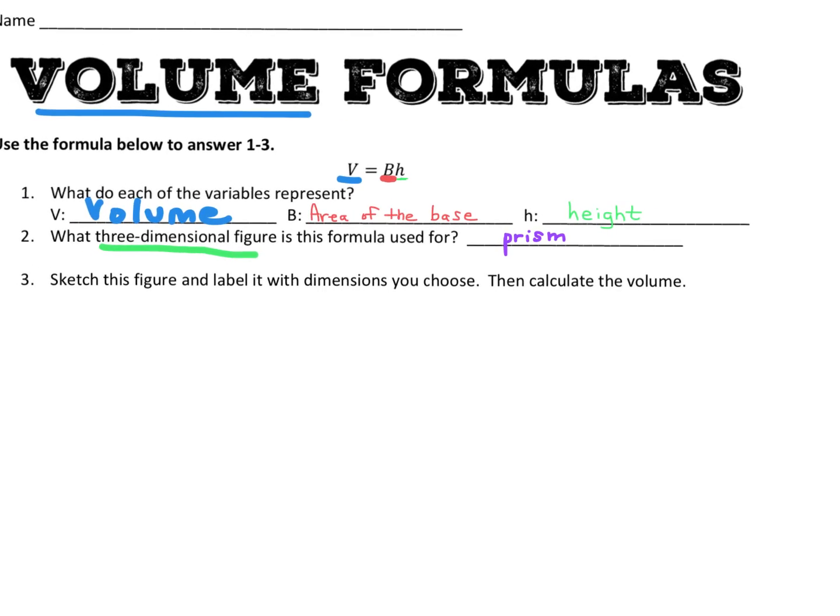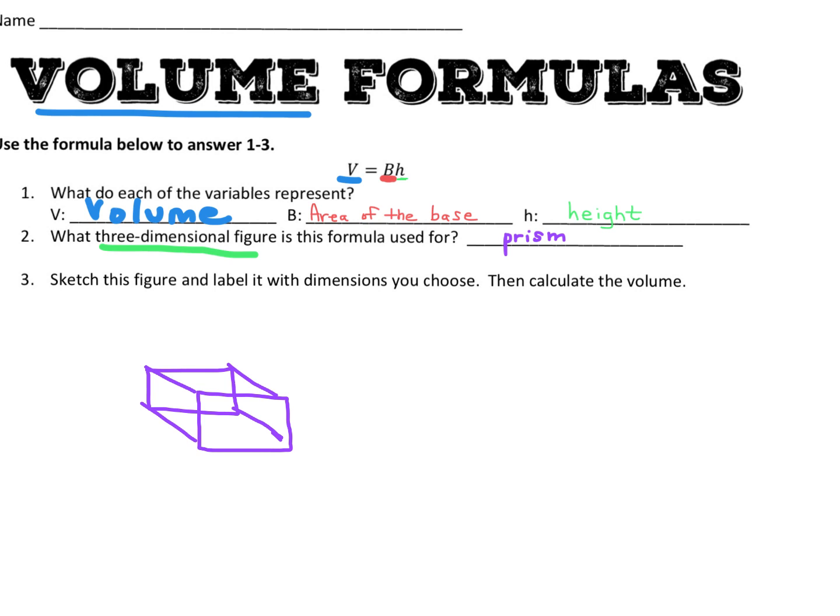Okay, next it says to sketch this figure and label it with dimensions you choose and then calculate the volume. So let's go ahead and sketch a prism. To sketch a prism, begin by creating a rectangle and then an overlapping rectangle that's similar in size, and then you're going to connect the vertices there. Okay, so there's my prism that I sketched, and yours probably looks better than mine.